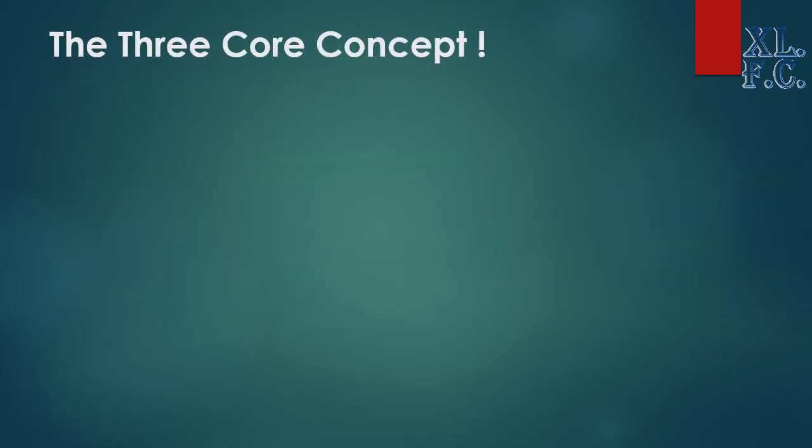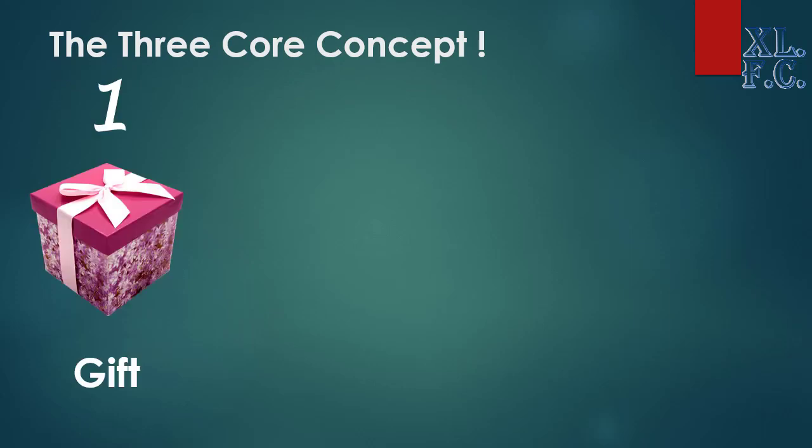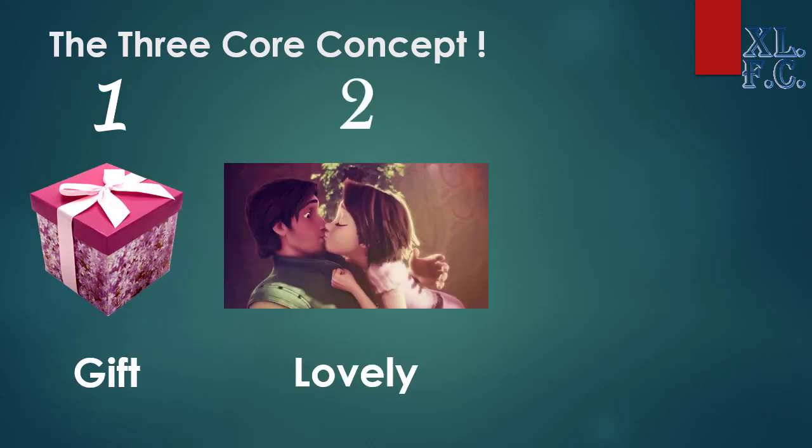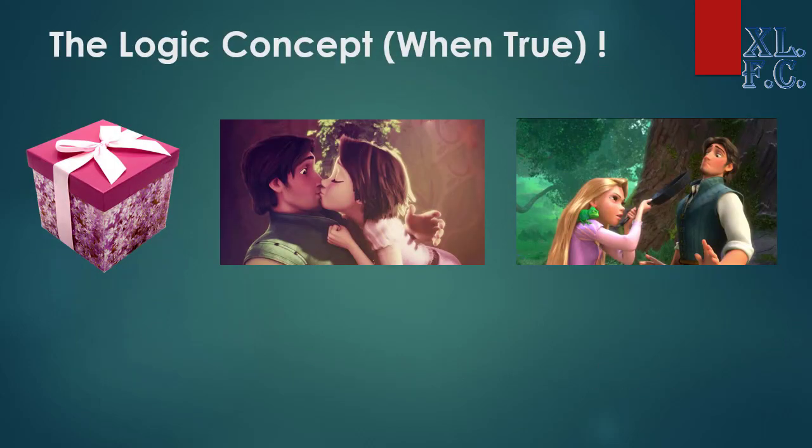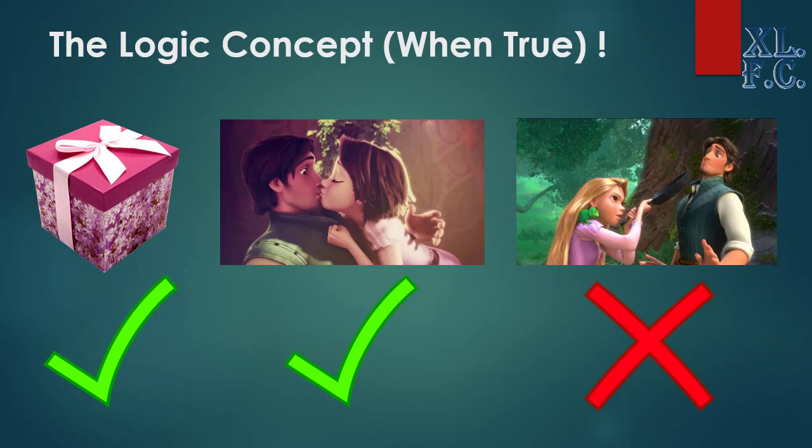So here are three core concepts. One, the gift part. Two, the lovely one. And three, the angry one. The logic concept: when the situation, that means the gift, you have brought the gift, is true. Have you brought the gift? Yes, you have. Then the gift logic is true. It can be false or true. Let's say you have brought the gift, so it's true. Then you are going to have the love part. Obviously you are not going to get the angry part in this situation when you brought a gift.